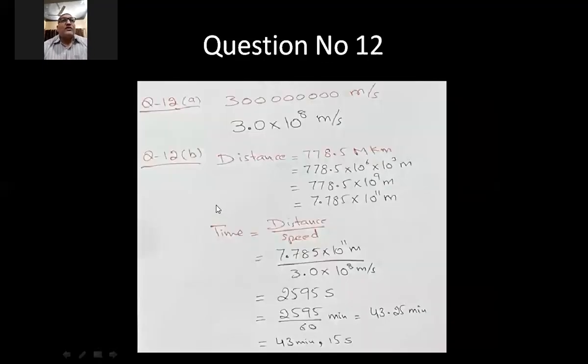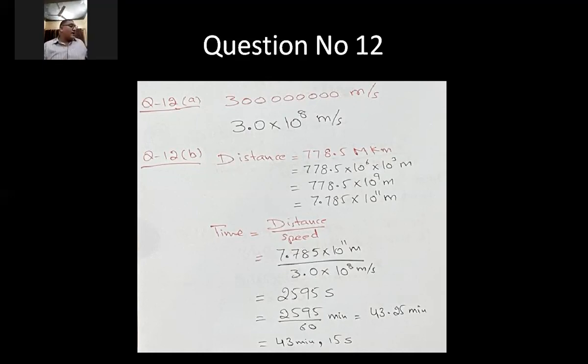So now we have question number 12. It's showing up on your screen. It says light travels at a speed of 300,000 meters per second. Express the speed in standard form.